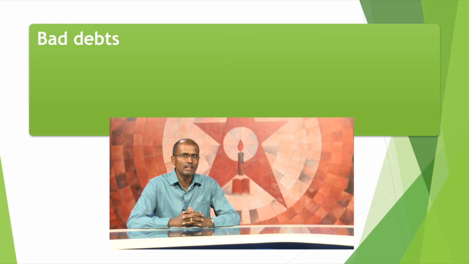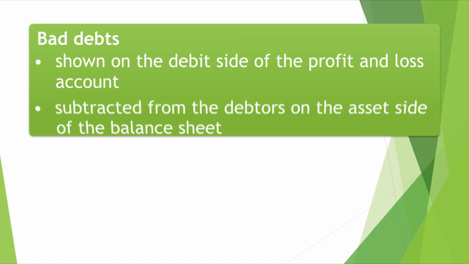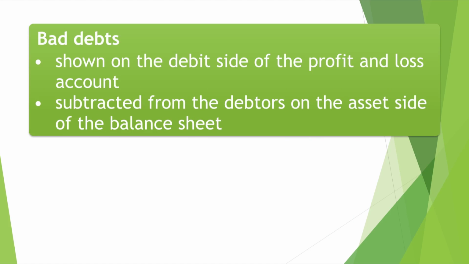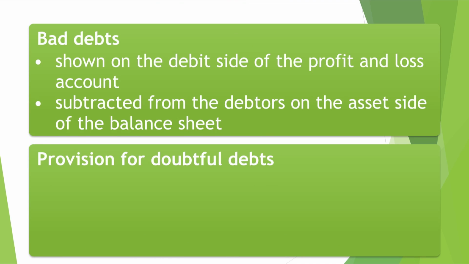Bad debts. This is the amount of goods sold on credit on which money cannot be recovered. Bad debts, if it is given in the trial balance, it will simply be shown on the debit side of profit and loss account. But if it is given as an additional information, it has to be first shown on the debit side of profit and loss account, and it will be subtracted from the debtors on the asset side of the balance sheet.